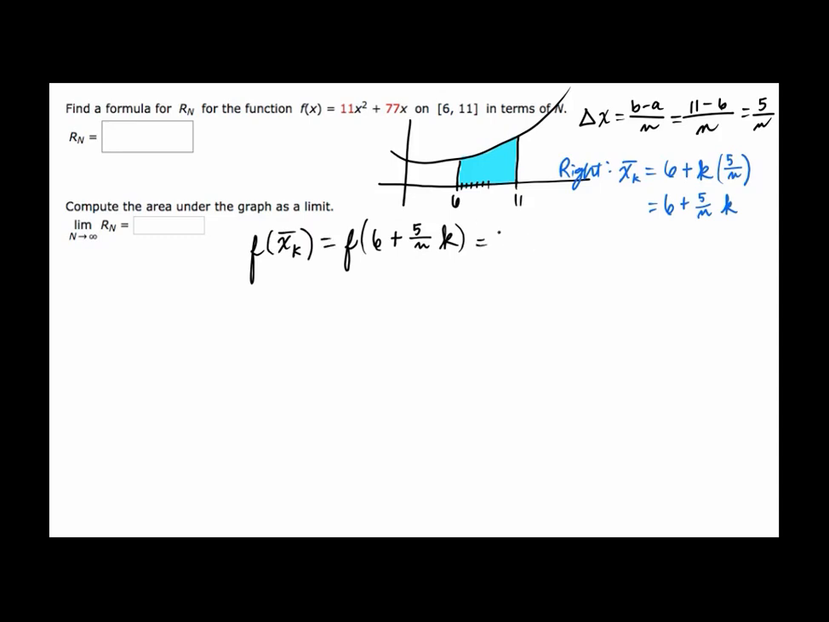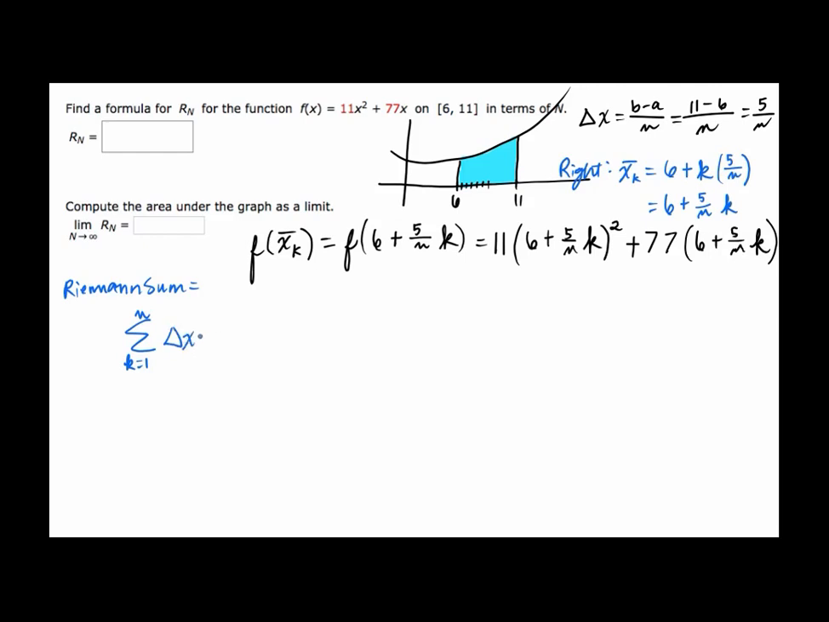All right, we're going to plug this expression in for x here and here. So we're going to have 11 times 6 plus 5 over n k all squared plus 77 times 6 plus 5 over n k. Now the Riemann sum is defined as the sum of the areas of the n rectangles. So the Riemann sum is defined as the sum from k equals 1 to n of delta x times f of xk bar.